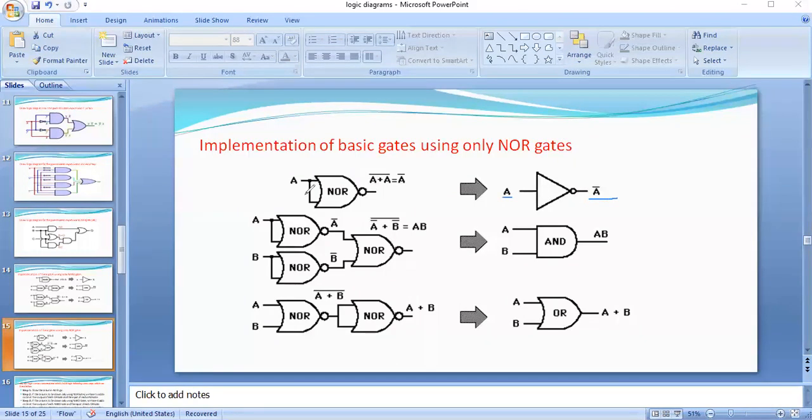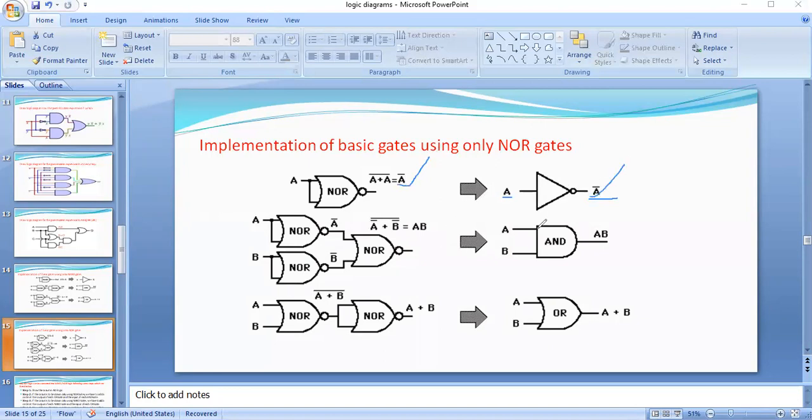You have to short, and I'm taking it as one input. So what is the NOR operation? (A plus B) whole bar. If both the inputs are shorted, A is equal to B, so put A instead of B. So (A plus A) whole bar. What is A plus A, from the law? A plus A is equal to A. So what is the output? A bar. So both the outputs are the same.